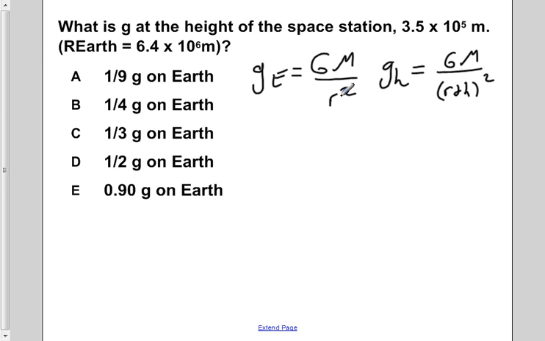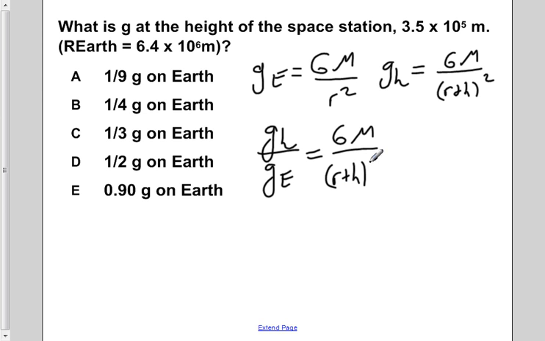Now, instead of doing that, say we were to divide these two equations by each other. So we have g_H over g_E, the same as GM over R plus H squared. Now, since we're dividing by the acceleration of gravity on the surface of the Earth, we're dividing by a fraction, so we multiply by the reciprocal.